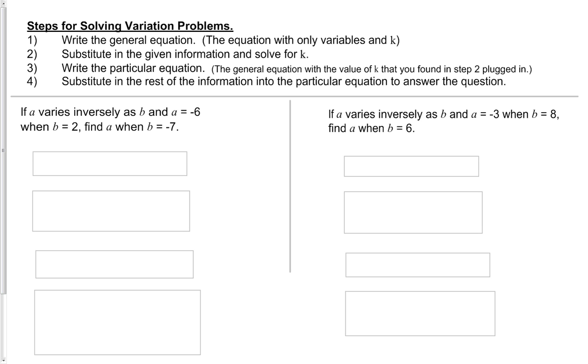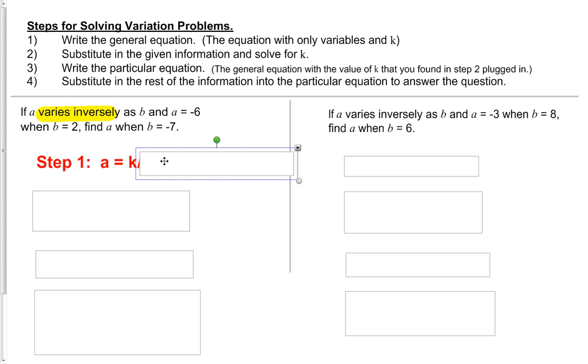First thing that we do, similar to direct variation, you would see that it varies inversely, and you would use that to write the general equation y equals, in this case, A equals k over B, because it's an inverse variation. So we're going to have, instead of A equals kB, it's going to be k over B.